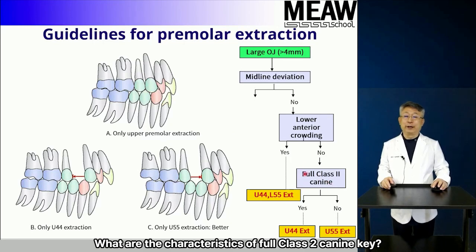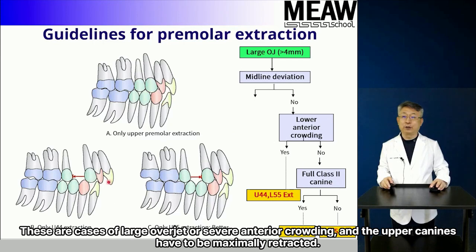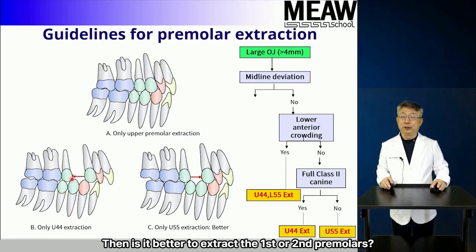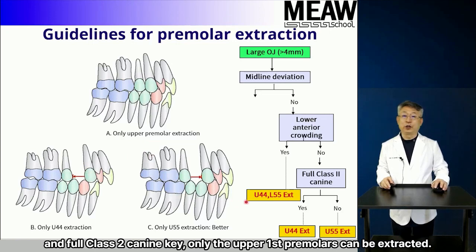What are the characteristics of full Class 2 canine K? These are cases of large overjet or severe anterior crowding, and the upper canines have to be maximally retracted. Then is it better to extract the first or second premolars? It is better to extract the first premolars in the upper arch. That is, in cases of no lower anterior crowding, large overjet, and full Class 2 canine K, only the upper first premolars can be extracted.